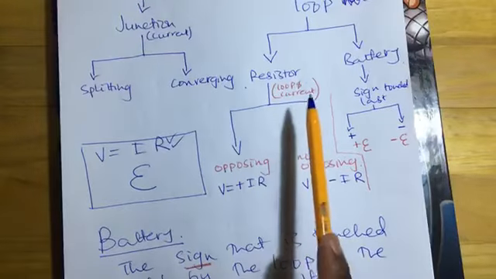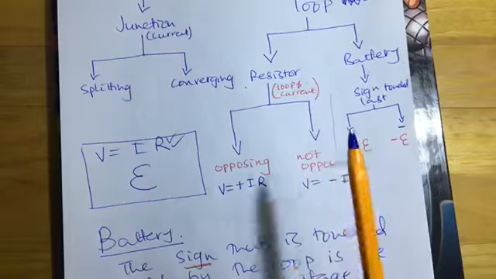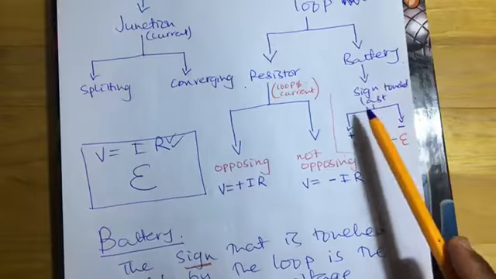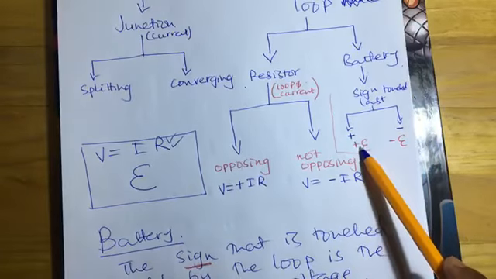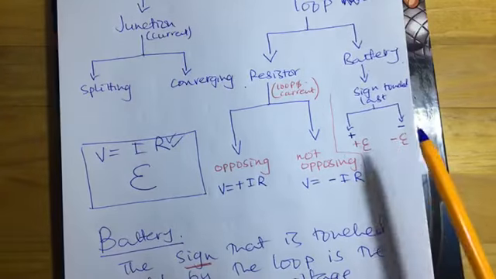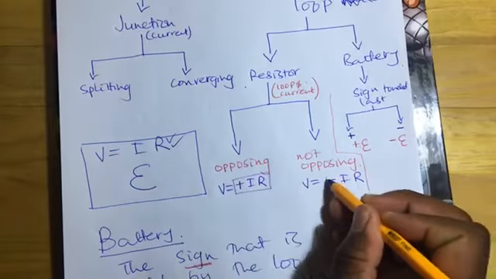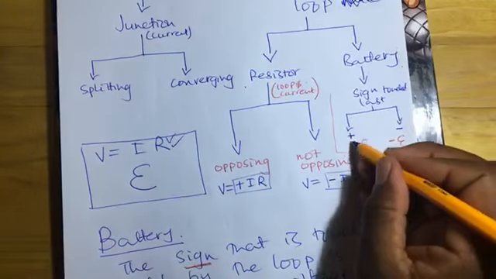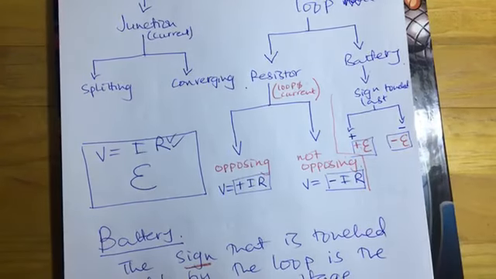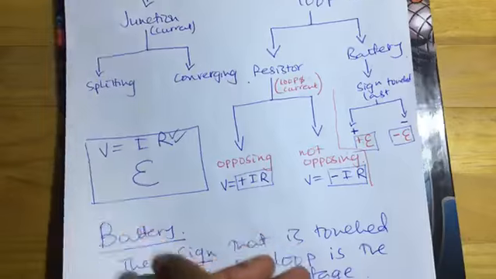For resistors, if the loop and the current are opposing, we get positive IR. If they're not opposing, we get negative IR. For a battery, we look at the sign that's touched last. If we touch the positive last, that is going to give us positive E. If we touch the negative last, that is going to give us negative E. So we either have positive IR or negative IR in a loop, or positive E and negative E.